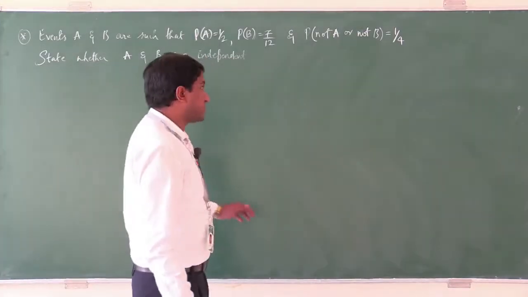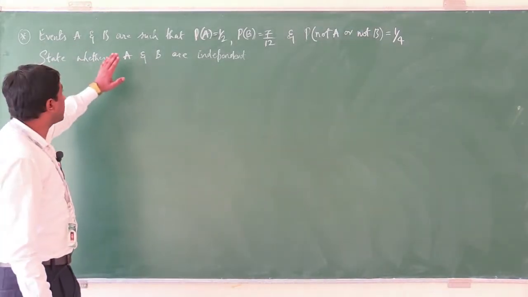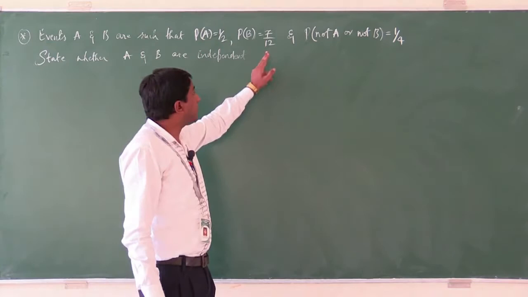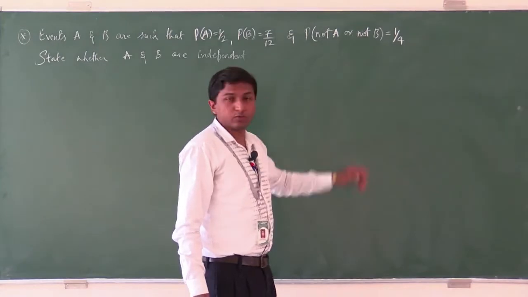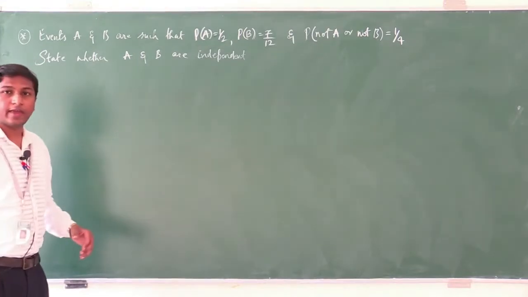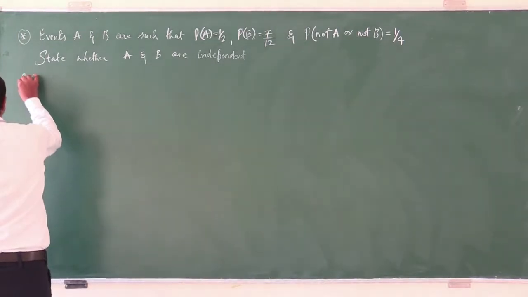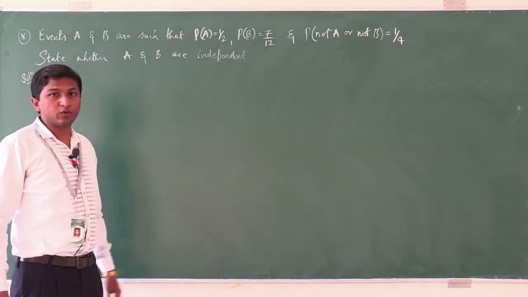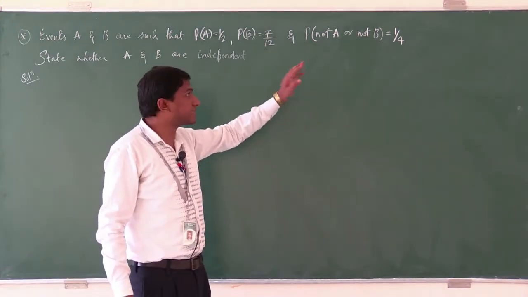So moving on to the next question. The question is, events A and B are such that P of A equals 1 by 2, P of B equals 7 by 12 and P of not A or not B equals 1 by 4. The question is asking us to state whether A and B are independent or not. Now the solution will start like this. What is given? P of A value is given, P of B value is given. What else is given? P of not A or not B equals 1 by 4.